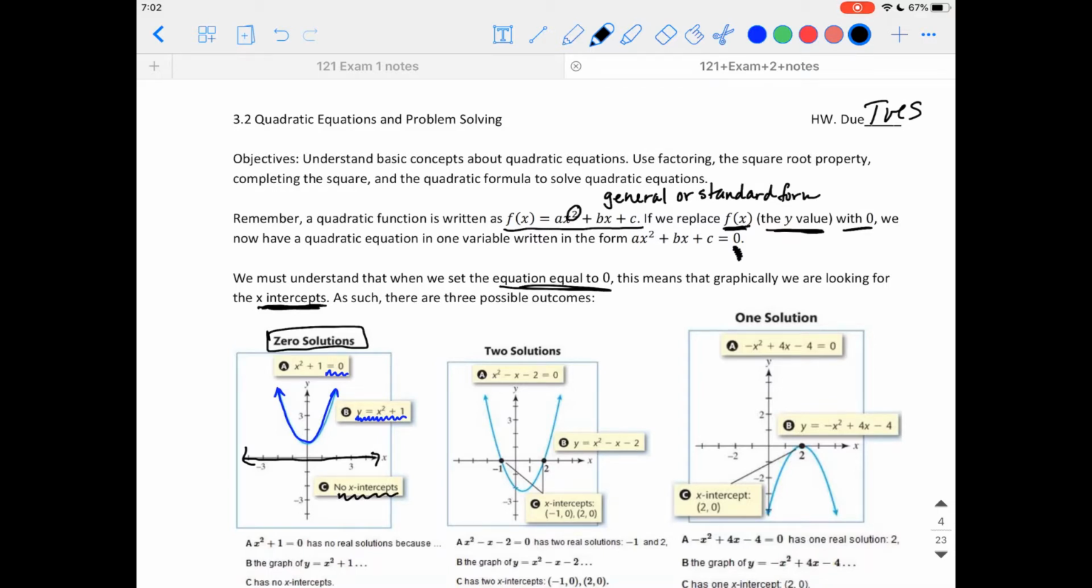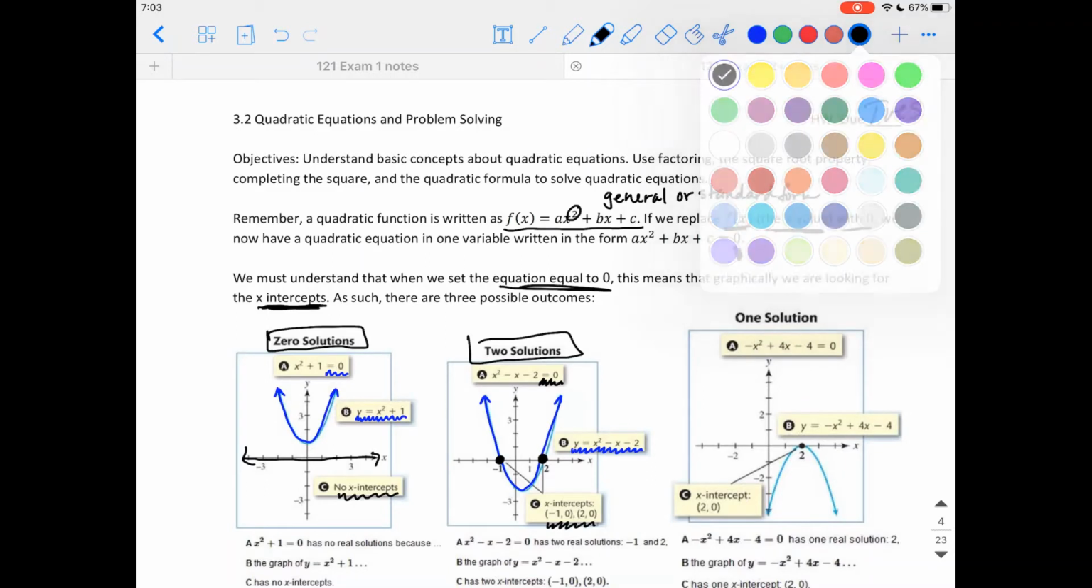Another possibility is that we have 2 solutions. And here is this graph. If you were to put it in a graphing utility, it is y equal to x squared minus x minus 2. And if we set the equation equal to 0, then we see that we have 2 x-intercepts at negative 1, 0, and at 2, 0.